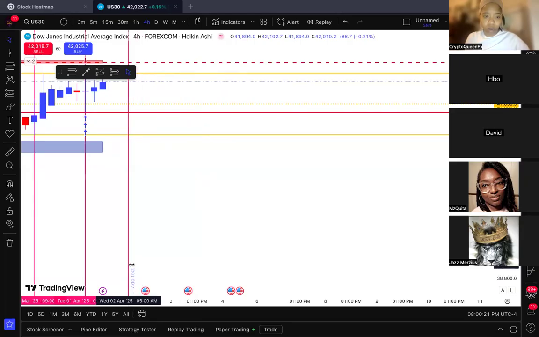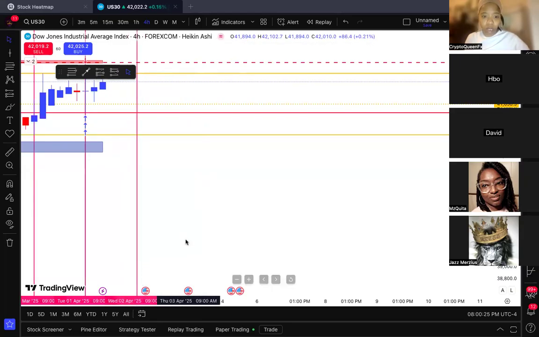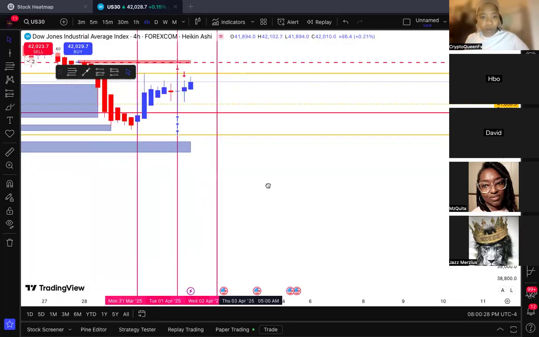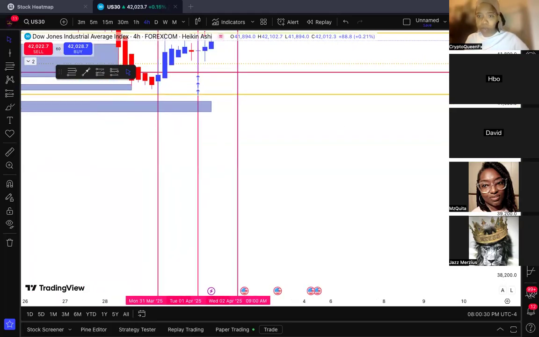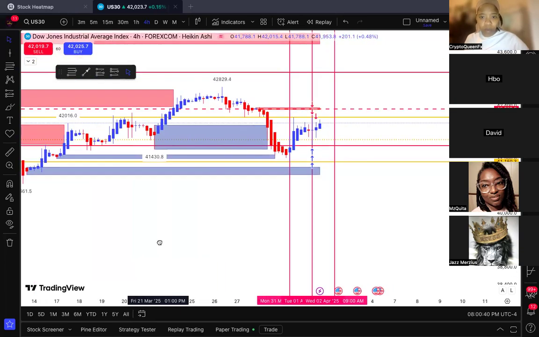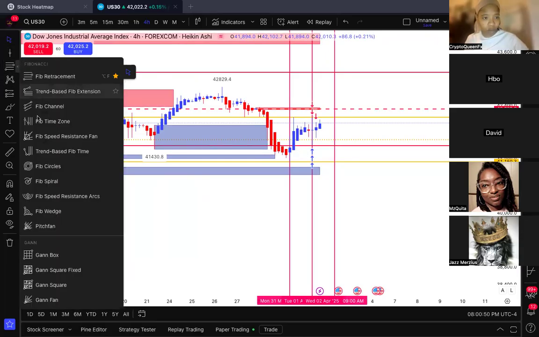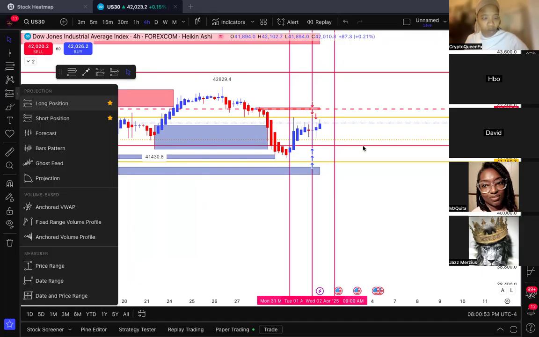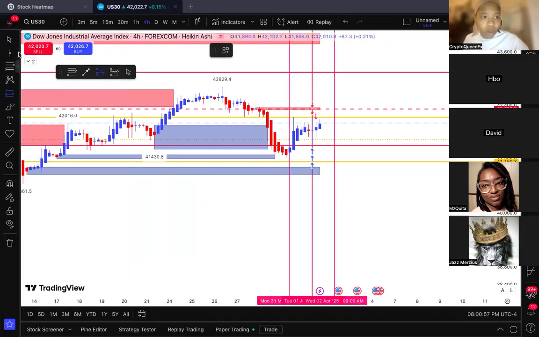So come tomorrow, around 9 o'clock, around that candle, I'm gonna be looking for a buy. My trend line on a higher time frame.